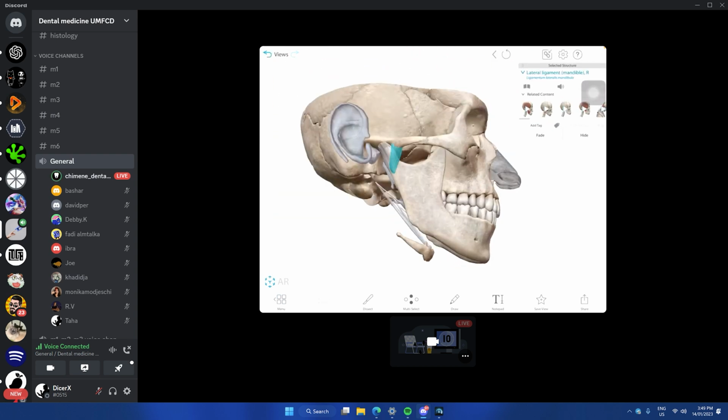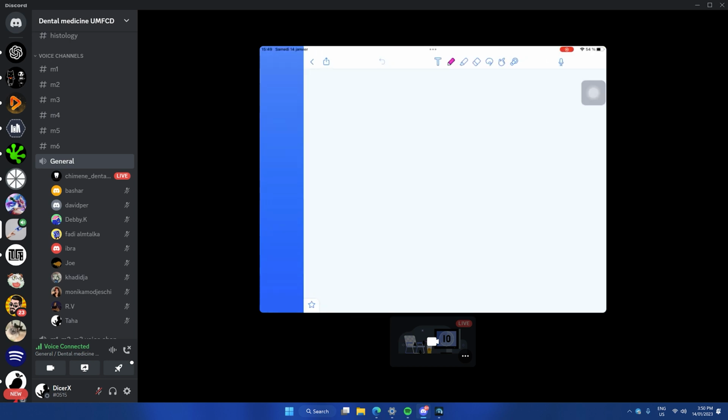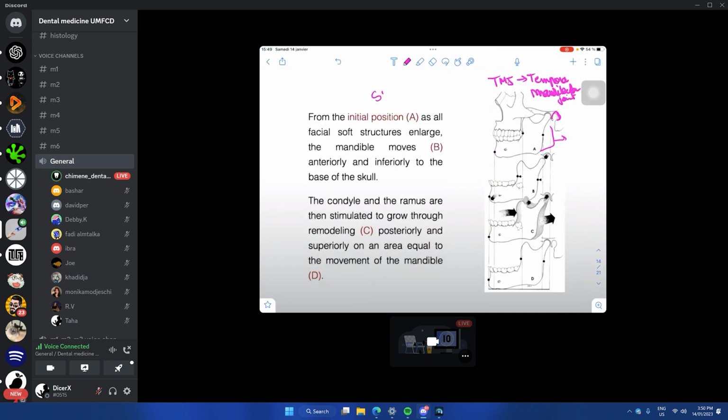So if your professor asks you how the mandible is able to move, how this articulation is movable, it's because of the ligaments, and this joint is a synovial joint. Synovial. I'm going to write it for you. It's a synovial joint. Synovial means it's movable.